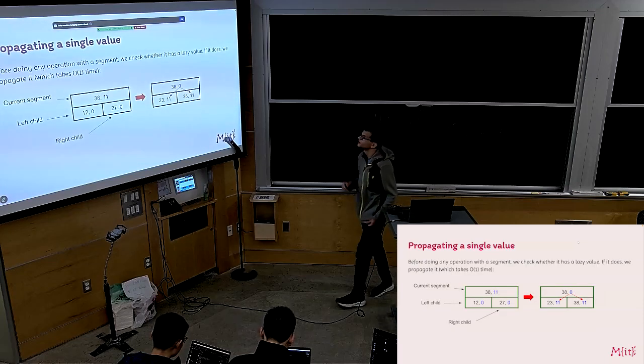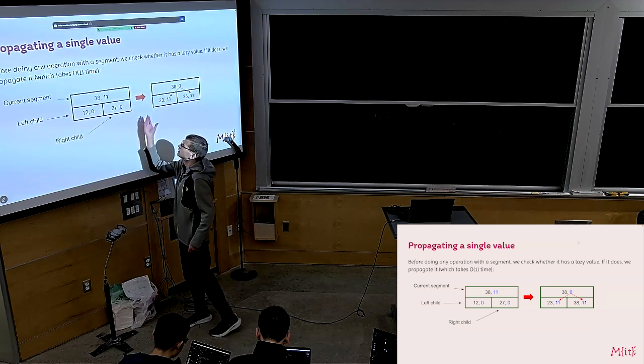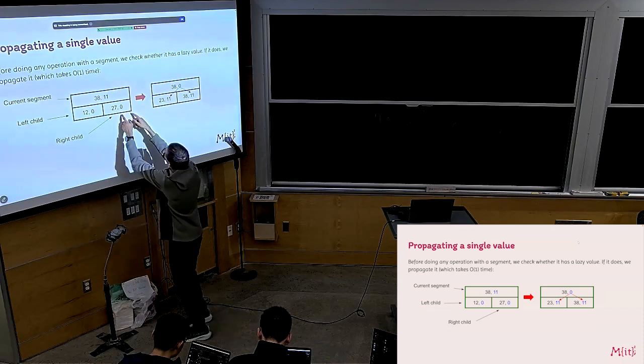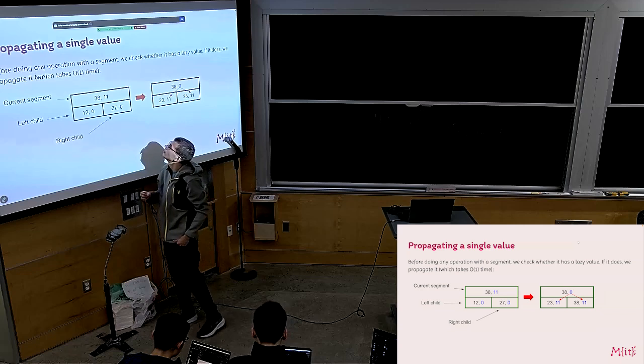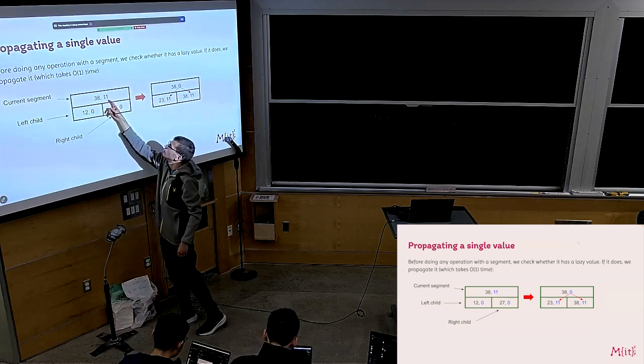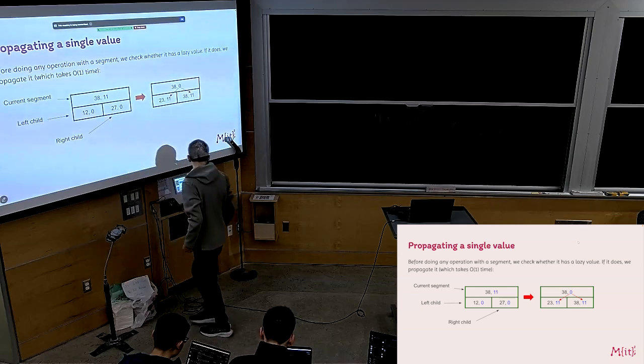So, for example, if this is the current segment, it represents a range of, doesn't really matter, length 4, length 8, I don't know how big I made this. And these are its two children. And this is a lazy value of 11. What that means is that all of the values in the array have been increased by 11.